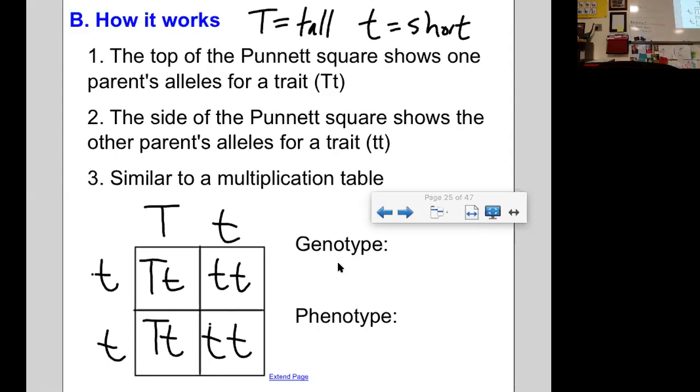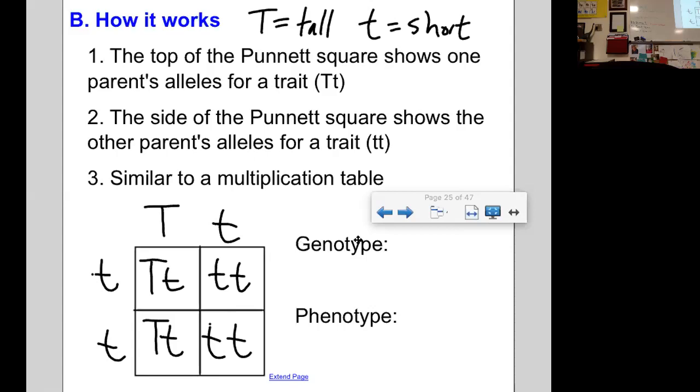Do you have a worksheet? What? Do you have the worksheet? We're taking notes right now. Just focus on what we're doing right now. Okay. How can you do the worksheet if you don't know what we're doing? Teaching how to use a Punnett square.